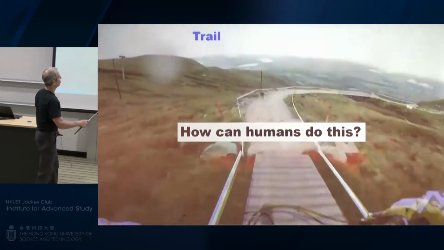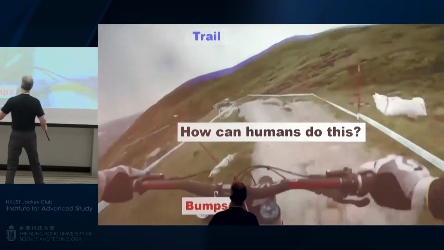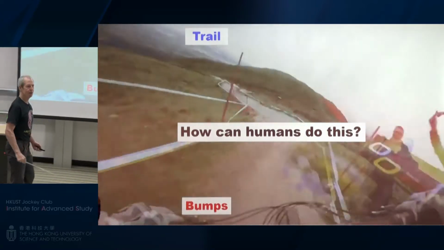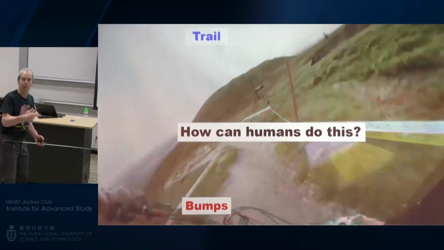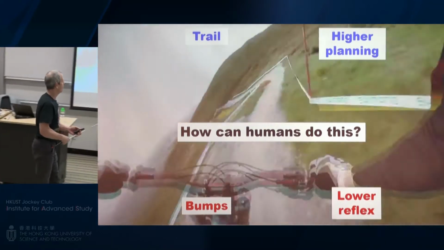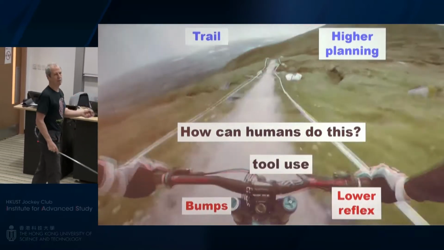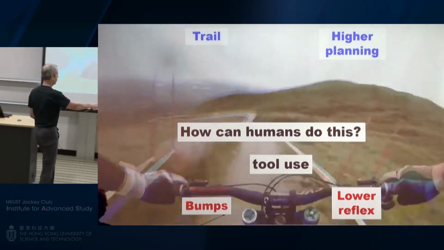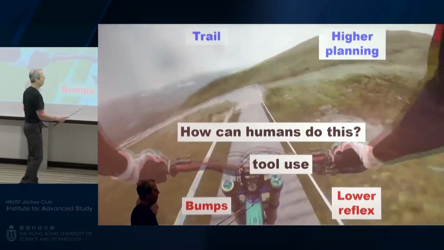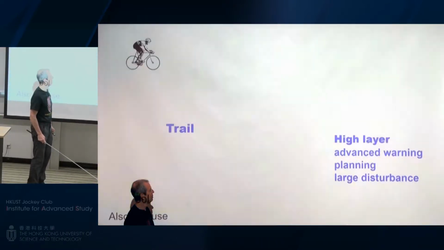So what happens is you've got a trail here that's going back and forth, right? And then there's bumps, and you've got to deal with both of them together. And we actually do that really well, right? We have higher level planning using vision, and then we have lower level reflexes that deal with the bumps. And this also illustrates tool use, right? Because we're using a sophisticated tool here, almost as an extension of our body. We learn to make that an extension of our body.